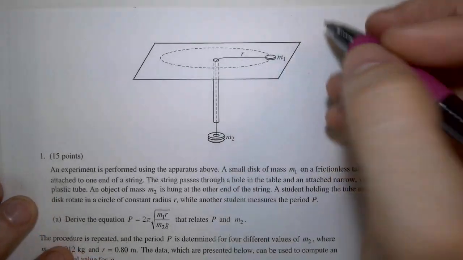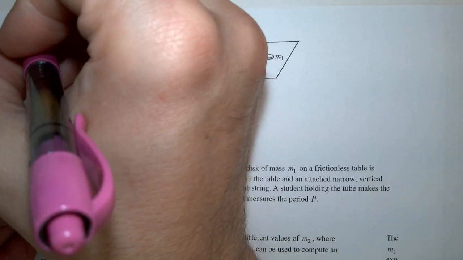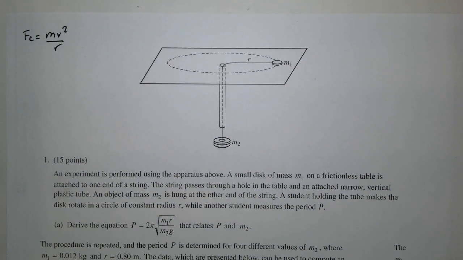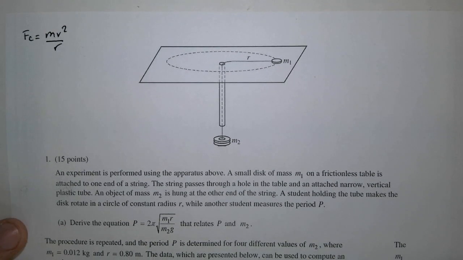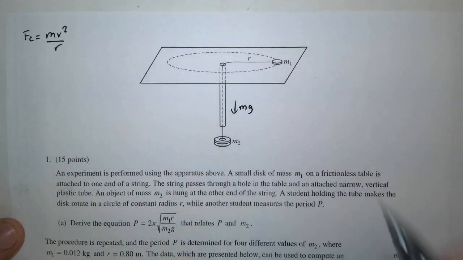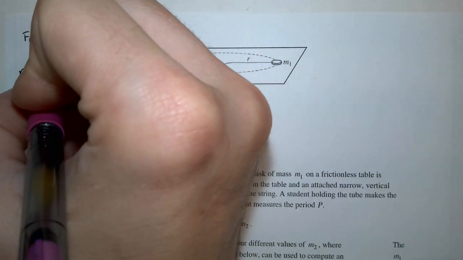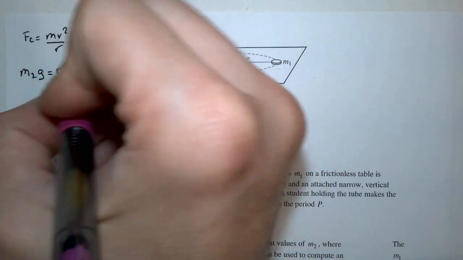So here, we have to first understand that centripetal force actually is equal to mv squared over r. Acceleration takes away the m. Okay, so centripetal force is mv squared over r, which is probably on your formula sheet. Almost everything is on your formula sheet in physics. And that centripetal force is being caused by the m2g going down. Okay, so that means that m2g is equal to m1, this mass, v squared over r.